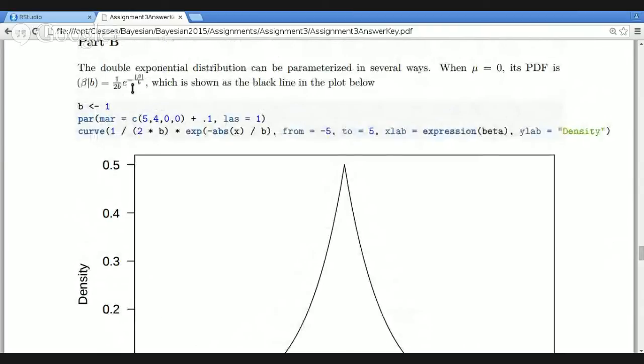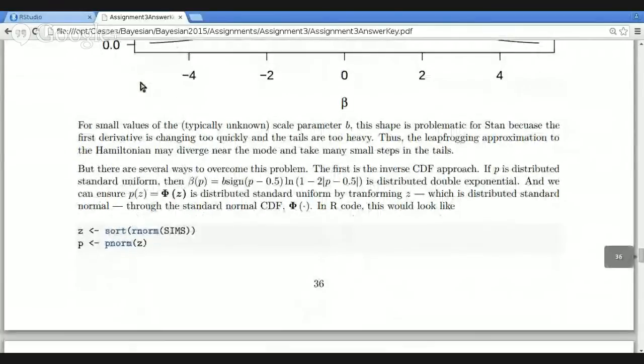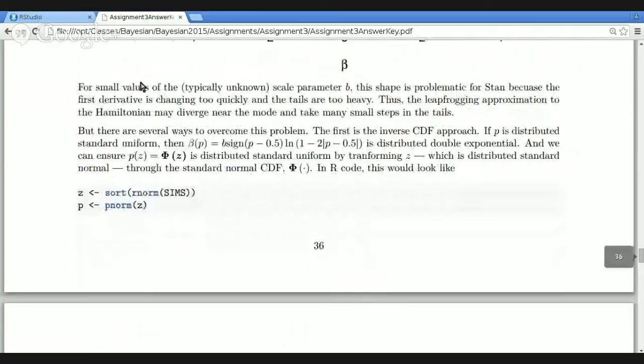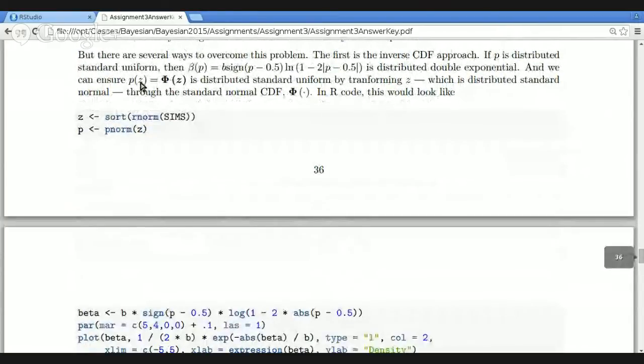And so Stan has the double exponential distribution, but the literal form of the PDF is subject to the same scaling considerations that we saw with the gamma distribution. And so one of the ways in which you can combat that, one of several, is to use an inverse CDF transformation. And so this is going to involve a double transformation.